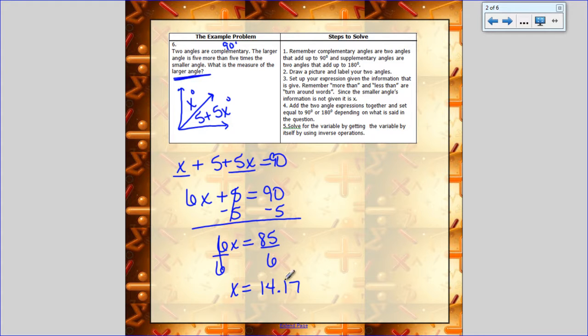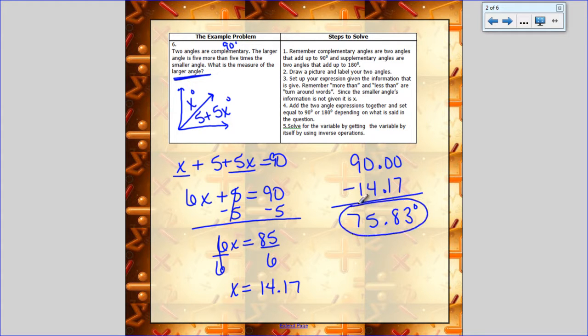So I now have to either subtract this from 90 because that's what it equals, or I have to plug this back into here and get it. I think it's easier to do 90 minus what I know. So I'll grab my calculator, 90 minus 14.17. I get that the larger angle is 75.83 degrees. So this is your answer.